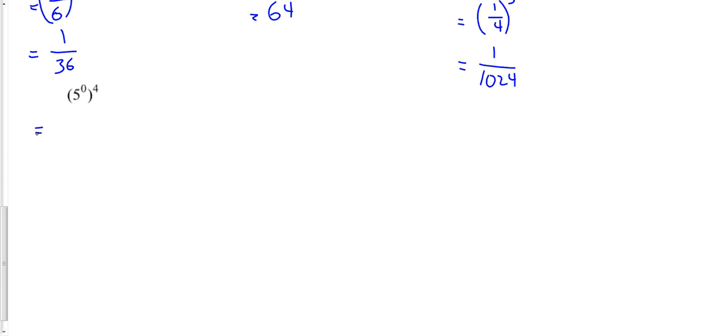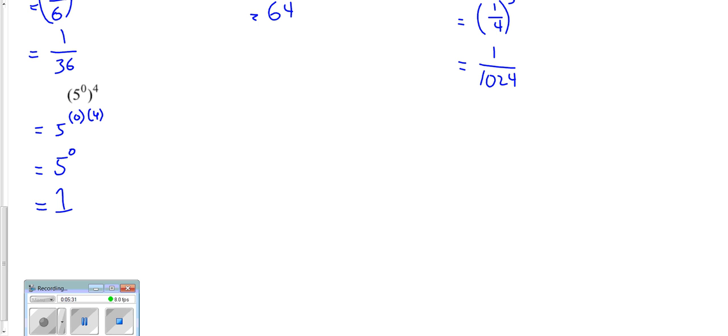Okay. And then the final question here, I've got a situation where I have a power raised to an exponent, my base 5, and I'm going to do 0 times 4. That leaves me 5 to the exponent 0. Any number raised to the exponent 0 is going to give me 1. So that was just a quick review of exponent laws.